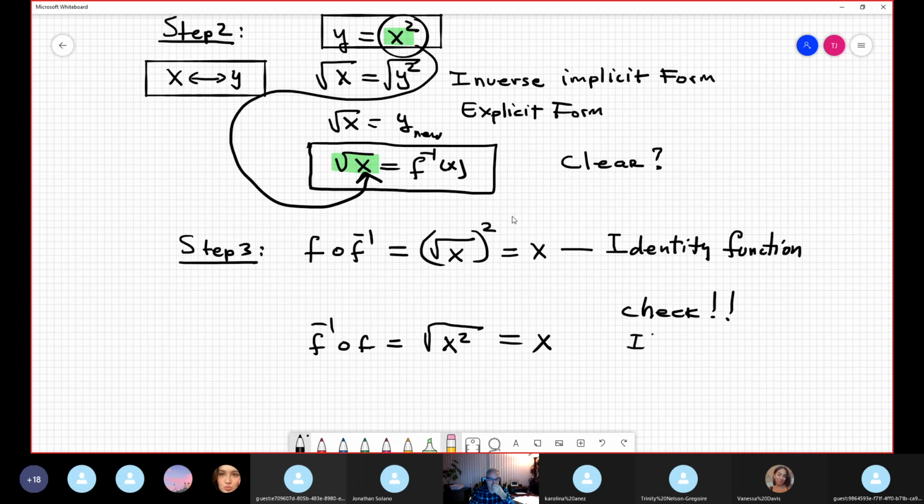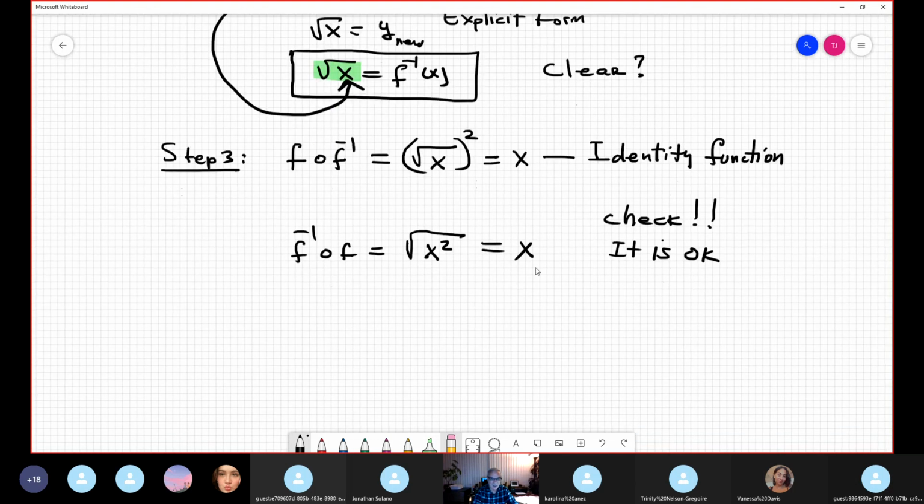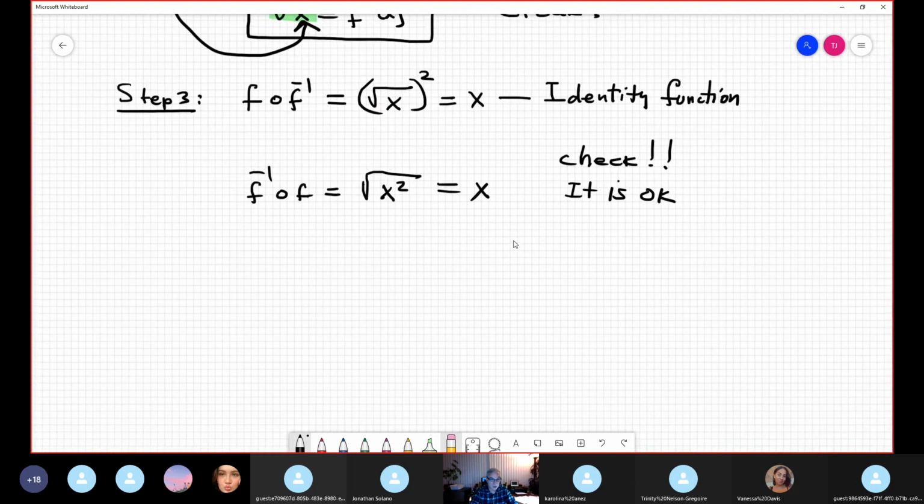It's okay. Yeah, it's okay. It's the inverse function. Okay, super. The fourth step is determine domain and range. Domain and range of what? Of both. So step 4 is the analysis of domain and range. Step 4, not 3, 4.